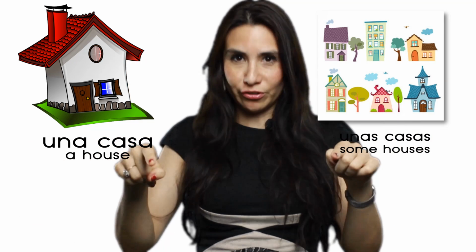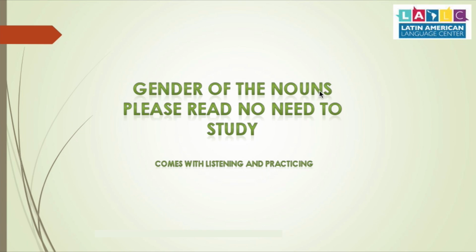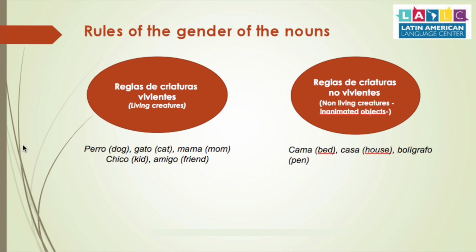Okay? So now let's go to the gender of the nouns. Gender of the nouns, this means the rules of the genders of the nouns. Okay? So in the gender of nouns, you have two big groups. Two big groups. Living creatures, rules of the living creatures, and rules of the non-living creatures. Reglas de criaturas vivientes and reglas de criaturas no vivientes.